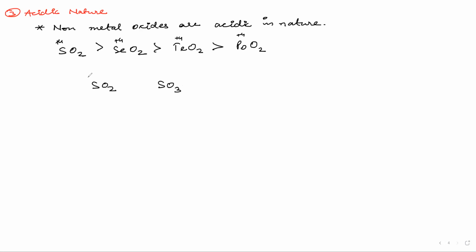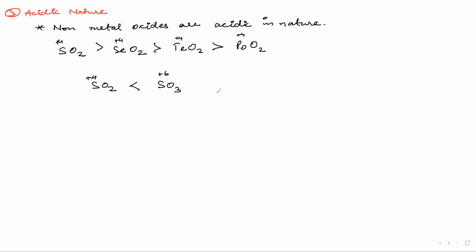Okay, now if I compare between SO2 and SO3, here the charge will matter because here it is plus 4 and here it is plus 6. The sizes are the same but the charges are different. So whatever has more positive charge will have more acidic strength. Complete the slide, then we will start with the oxy acids of sulfur.